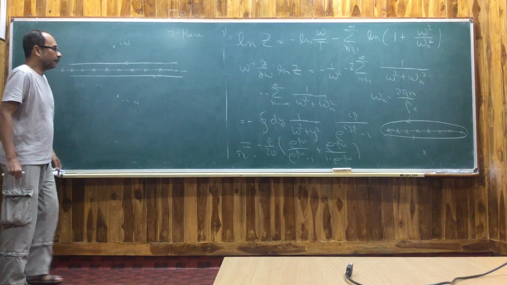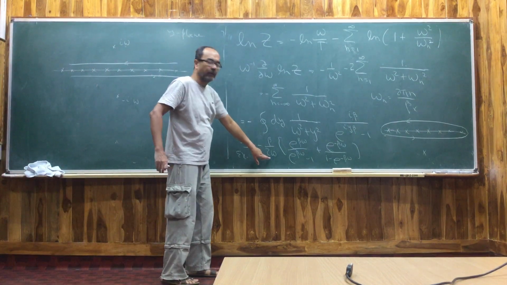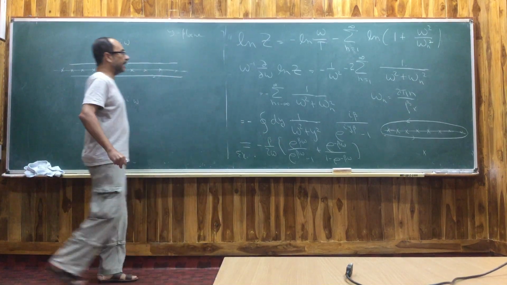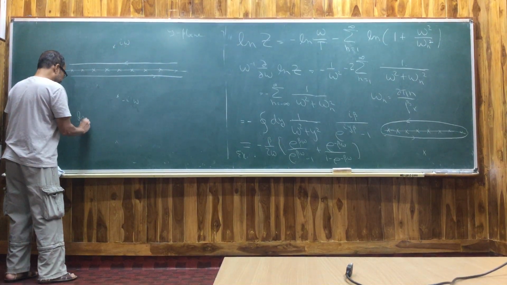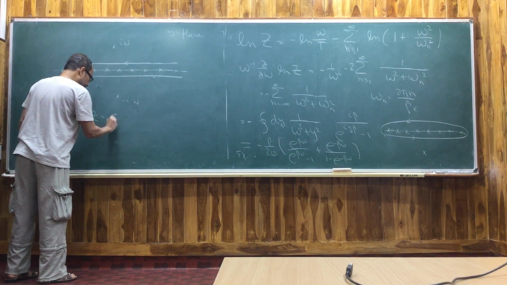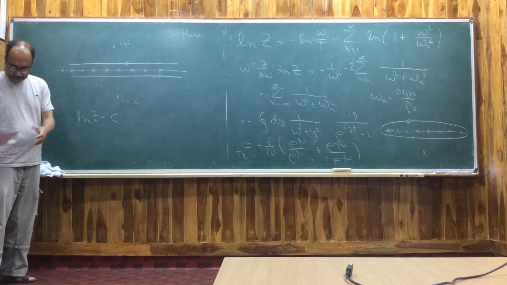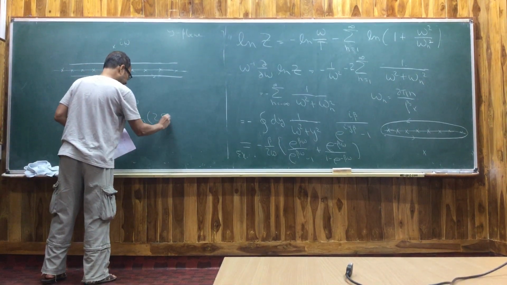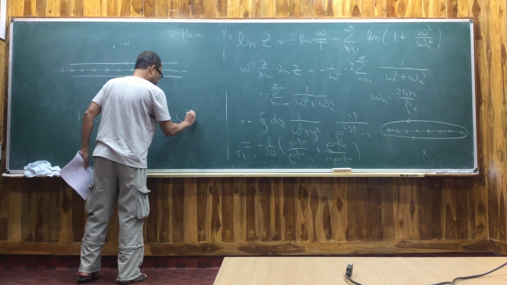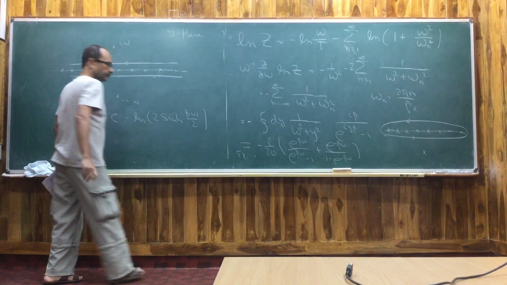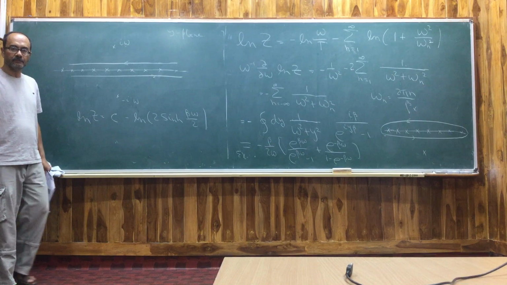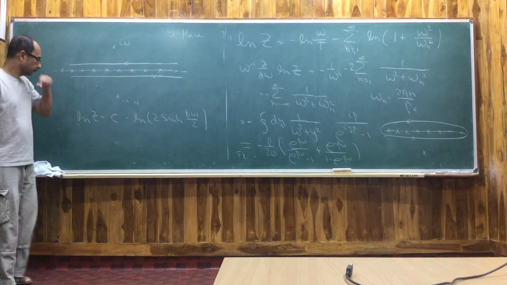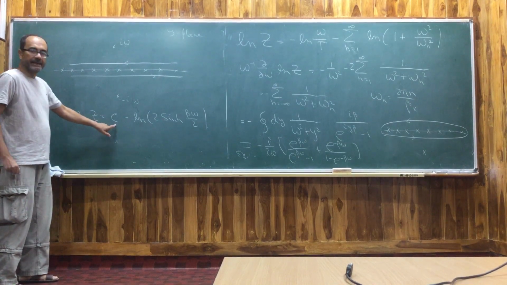Is this clear? Okay, so that's the way you deform the contour and pick up the residue. Okay. And now we are more or less done, right? Because this omega inverse cancels this 1 over omega, right? So it's easy to integrate this. And by integrating this, you can show that log z is, there's an integration constant c, and then minus log 2 sinh(beta omega by 2). So it only remains to fix c.